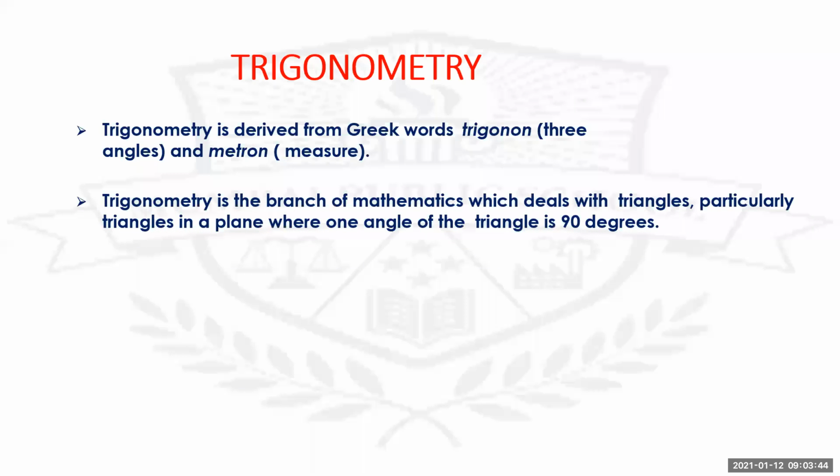Trigonometry is the branch of mathematics which deals with triangles, particularly the triangles in a plane where one angle of the triangle is 90 degrees. So that means trigonometry is basically applicable, or what we can say is we can use it for the triangles where one angle is 90 degrees. So that means it is used for the right angle triangles.